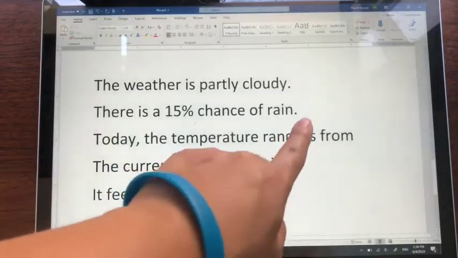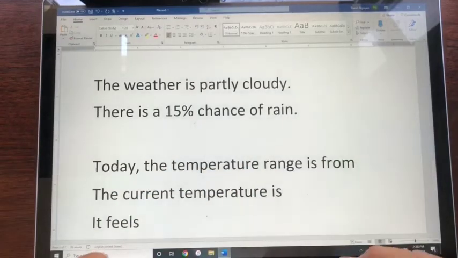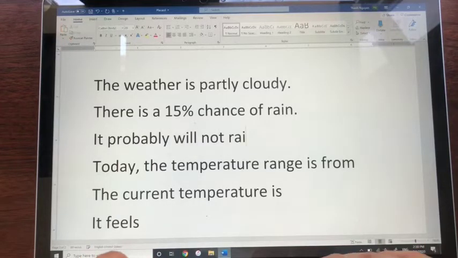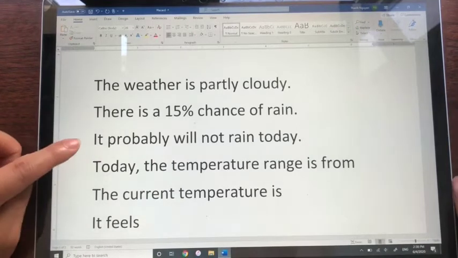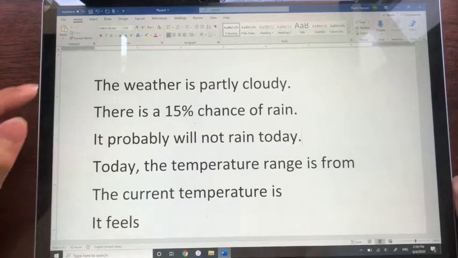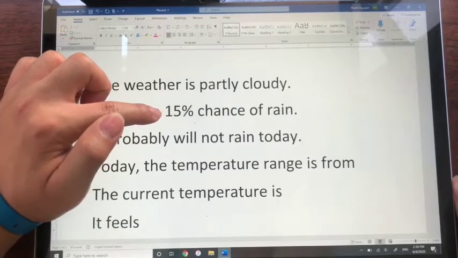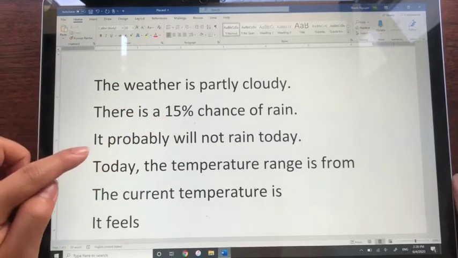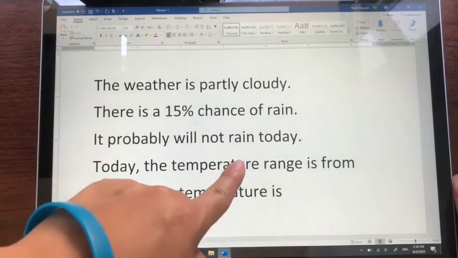So we can also say it probably will not rain today. We can say it probably will not rain today because this is a low percent. There's only 15% chance of rain. So we can say it probably will not rain today.